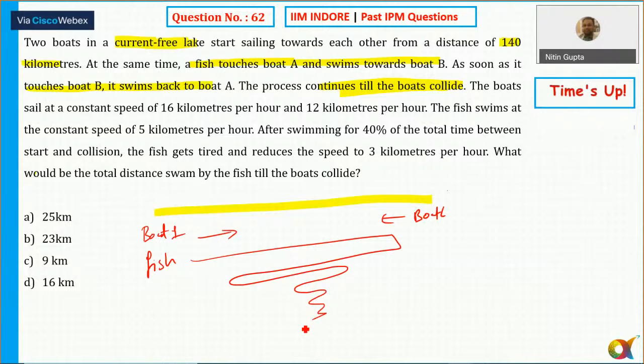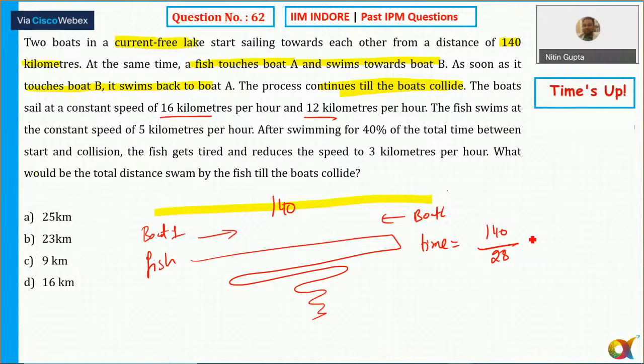So first of all, I need to find out the time taken by both the boats to collide with each other. The boats sail at constant speeds of 16 and 12. So the boats' speeds are 16 and 12, and the distance is 140. What is the time taken by the boats to meet each other? Time is equal to distance upon relative speed. And what is the relative speed? Since both of them are traveling towards each other, the relative speed is 16 plus 12, which is equal to 28.